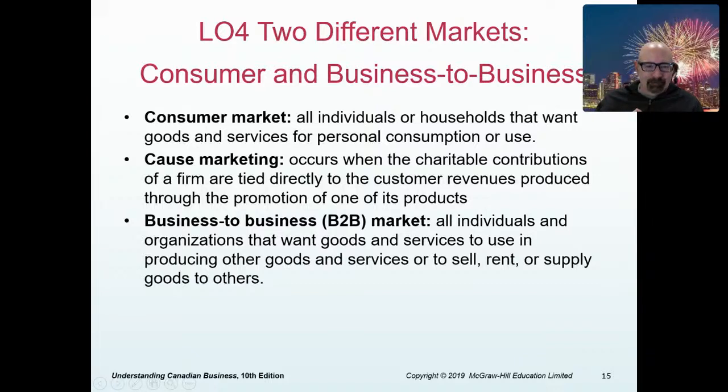B2C and B2B. Consumers. What is our consumer market? It is any individual or household that uses goods or services for their own personal use. You are part of a consumer market. I am part of a consumer market. B2B is a market where the organization that we are a part of requires goods and services, and we buy those from other organizations or companies. B2B, B2C, things you know.